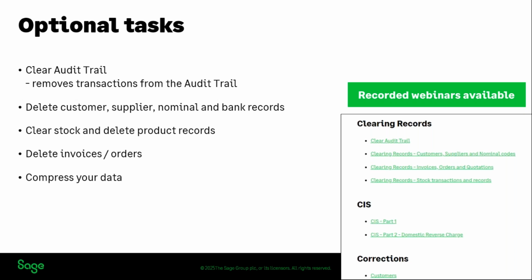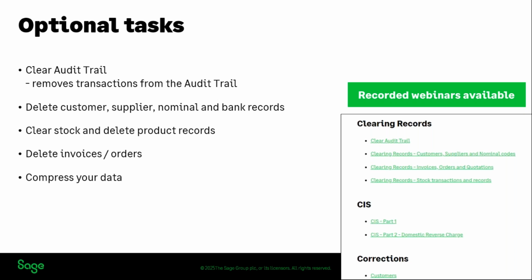Okay, so you might want to do things like a clear audit trail. Clear audit trail will remove transactions from your audit trail listing or the transactions window, but it also removes it from the history on your customers, suppliers, nominal and bank accounts as well. So once you've cleared those records, if you've got really old customers with old history on them, and you manage to remove that history or activity, then you can also delete those records. You can start deleting customers, suppliers, nominal and bank accounts as well.